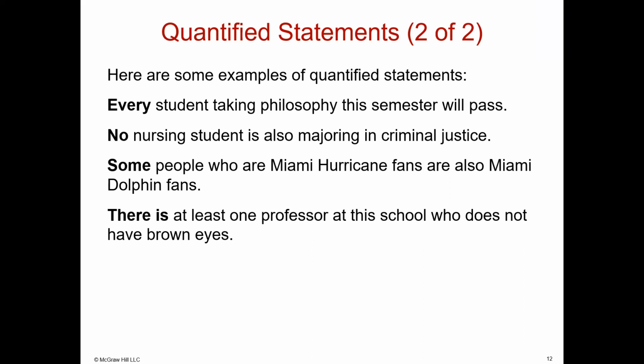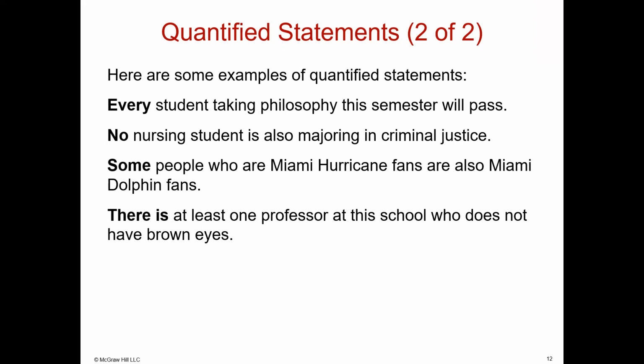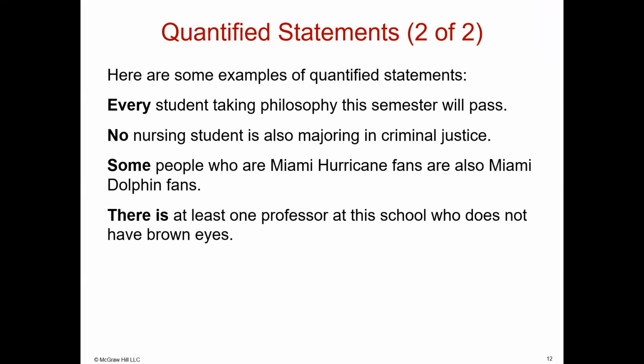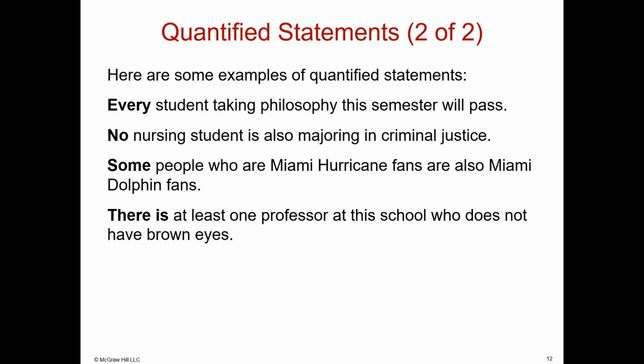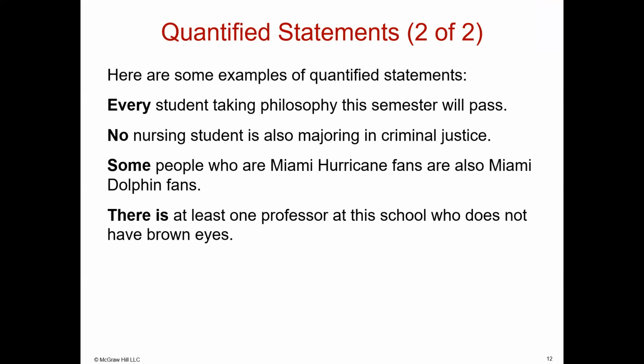Some people who are Miami Hurricane fans are also Miami Dolphin fans. What do you think? The word some. Existential, because that does not include all people. That's an existential quantifier. There is at least one professor at this school who does not have brown eyes. Do you think this is a universal or existential quantifier? Existential. It does not include all the professors. Exactly. All right, so we clear on universal versus existential quantifiers? Pretty clear. It's not that difficult.